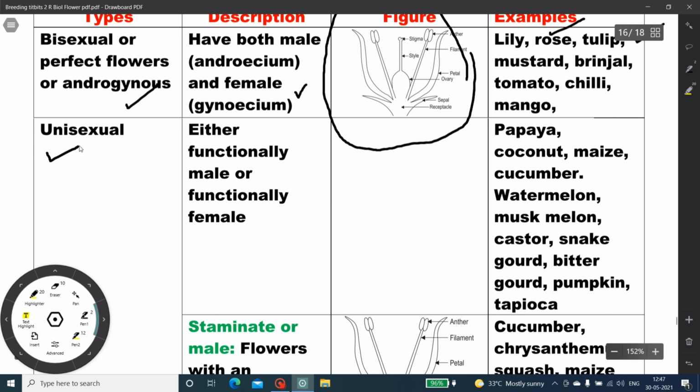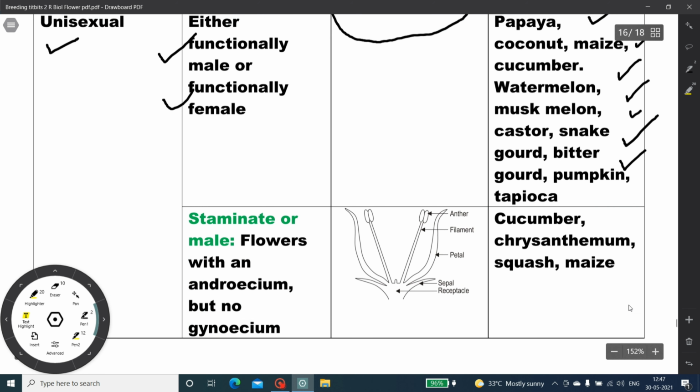Unisexual flower. This type of flower will have either a functionally male androecium or a functionally female gynoecium. The classical examples are papaya, coconut, maize, cucumber, watermelon, muskmelon, castor, snake gourd, bitter gourd, pumpkin and tapioca.